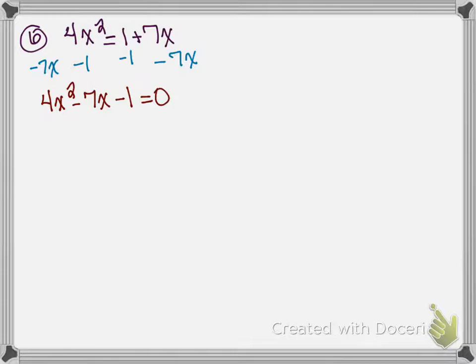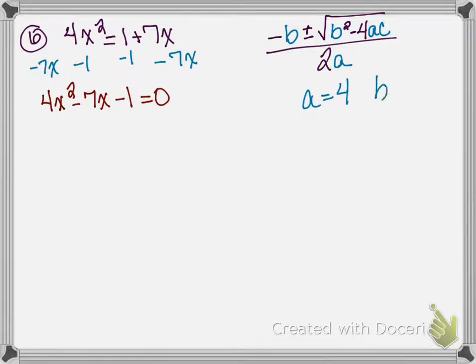This cannot be factored, and it is also not really a good candidate for completing the square. You can complete the square, it's just kind of ugly. So I would do the quadratic formula. So I've got negative b plus or minus the square root of b squared minus 4ac over 2a. My a value is 4. My b value is negative 7, and my c value is negative 1.